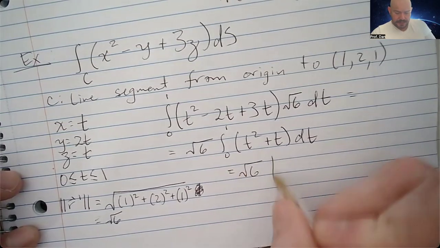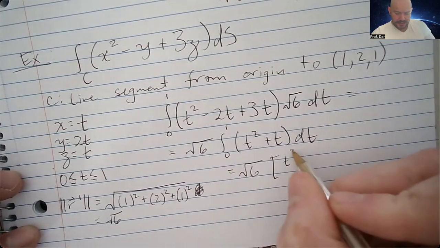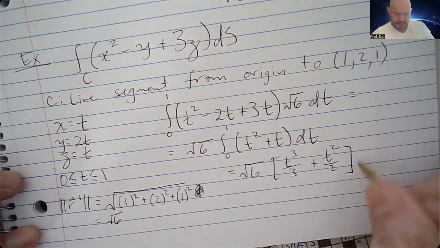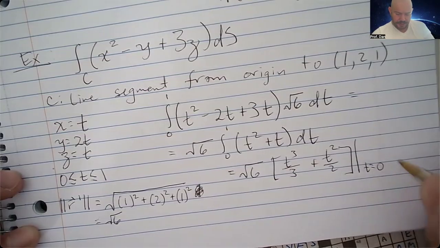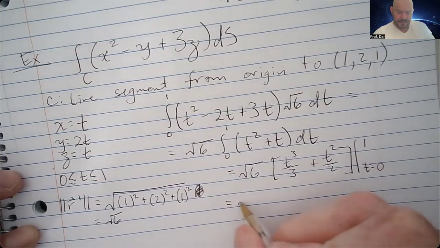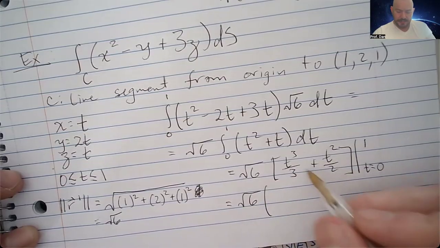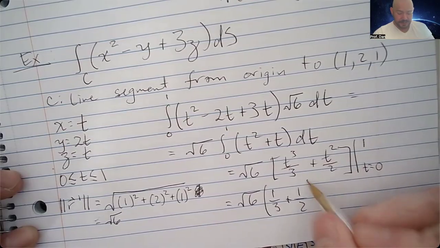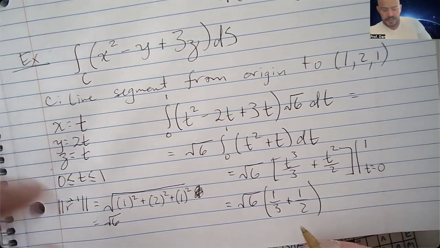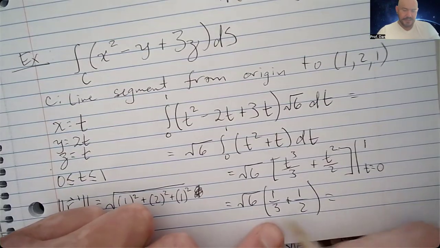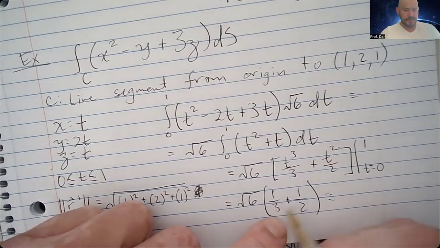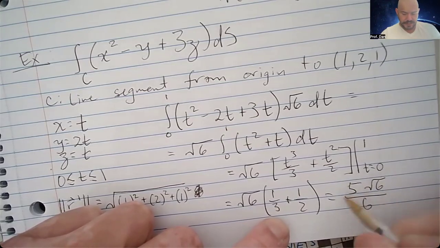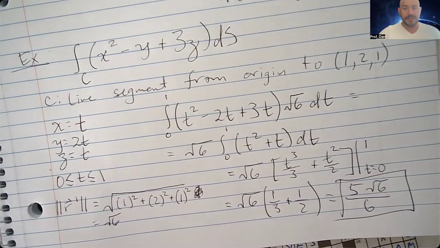Now I have to take my antiderivative. I'll get t cubed over 3 plus t squared over 2, and we're going to evaluate this from t equals 0 to t equals 1. If I plug 1 in, I'm going to get 1/3 plus 1/2. If I plug 0 in, I'm going to get 0, so no need to write minus 0. Then adding these together, this would be 2 over 6 plus 3 over 6. So I get 5 square root 6 over 6, and that is the value of my line integral.